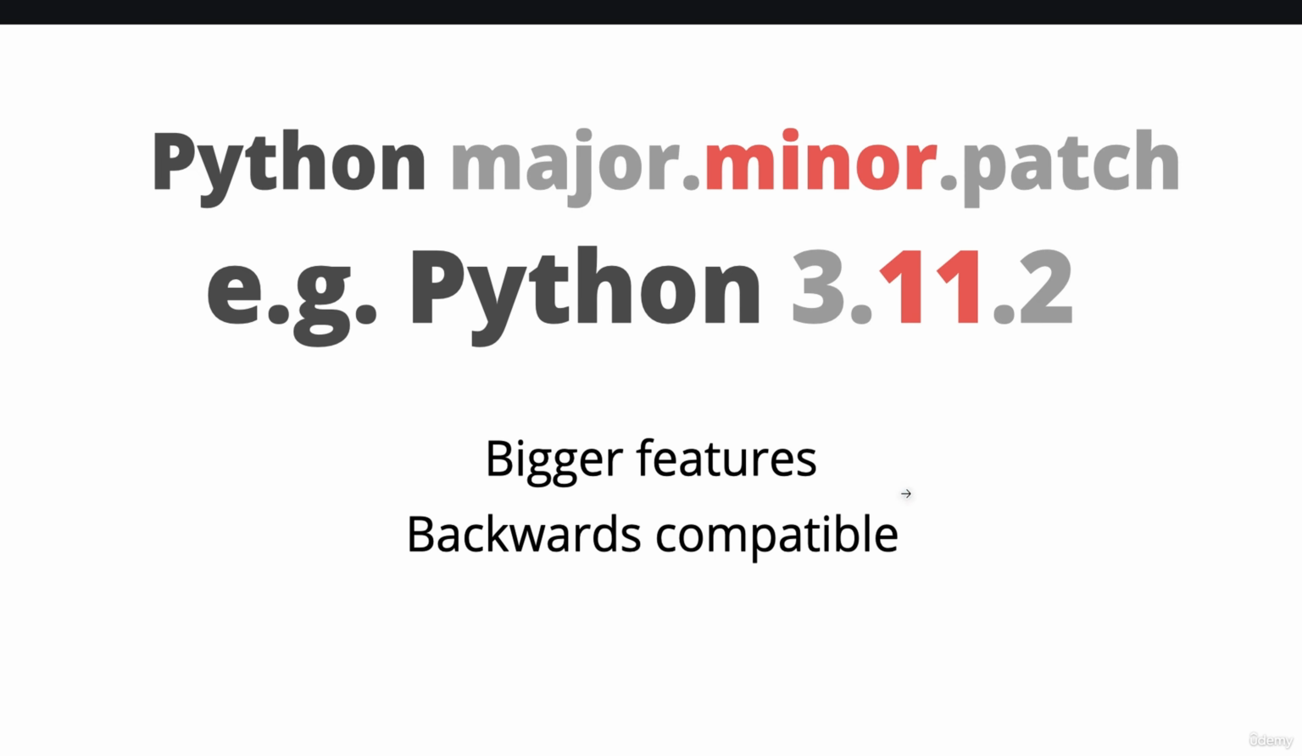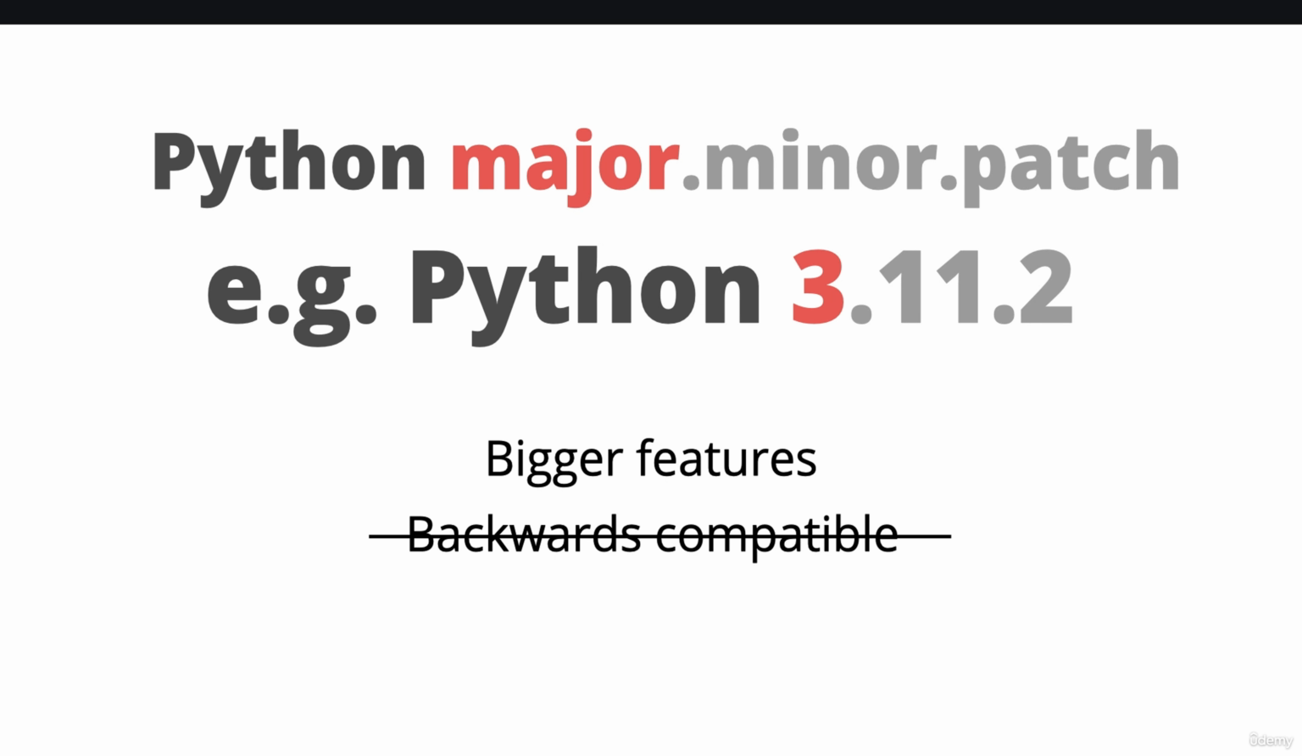Then we have the minor releases. Now, these are bigger features. So it's about, for example, switching from Python 3.10 to Python 3.11. So the second number indicates bigger features in the newer version that is released. And this is also backwards compatible. Now, when we have a major release, for example, when we go from Python 2 to Python 3, there are many big features that were released and the code is not backwards compatible.